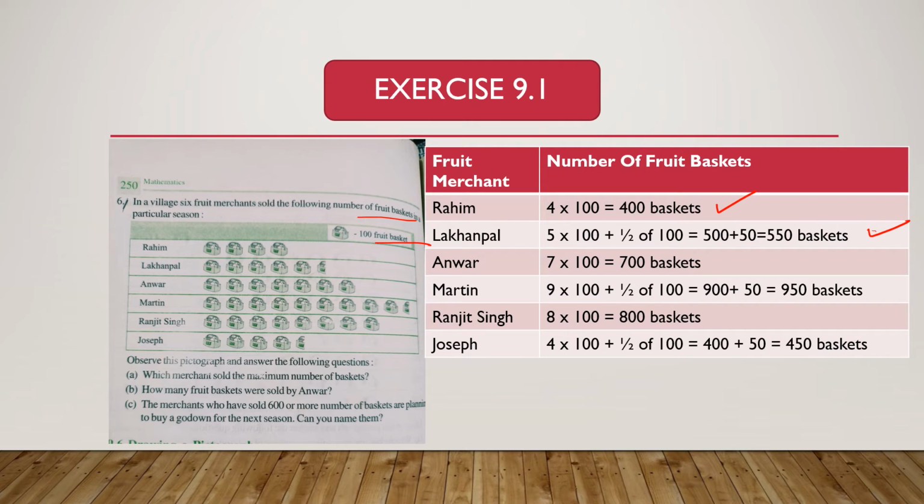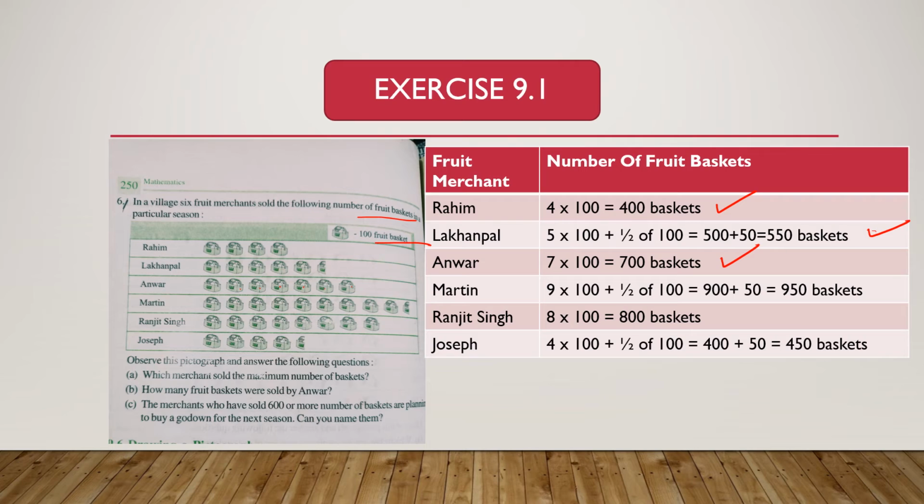And Anbar is 1, 2, 3, 4, 5, 6, 7. 7 fruit baskets, and one fruit pictograph basket is 100 fruit baskets. So Anbar sold 7 multiplied with 100, that is 700 baskets. So Anbar sold 700 baskets.